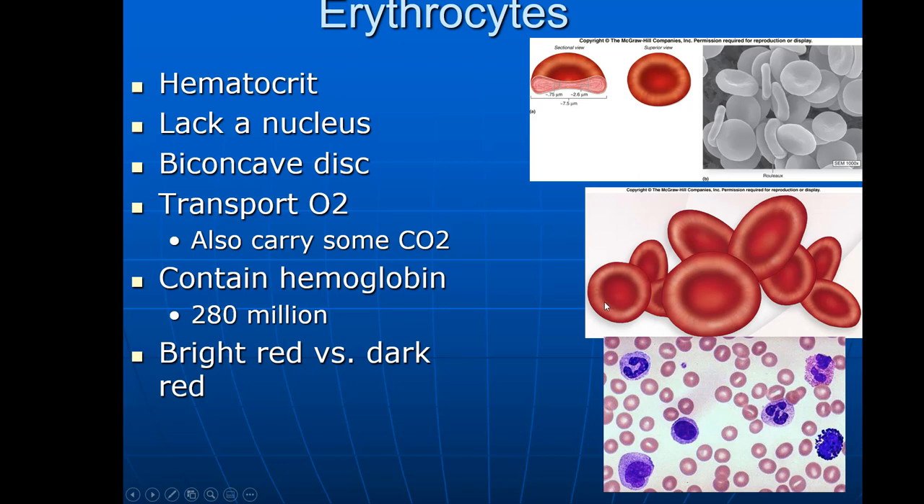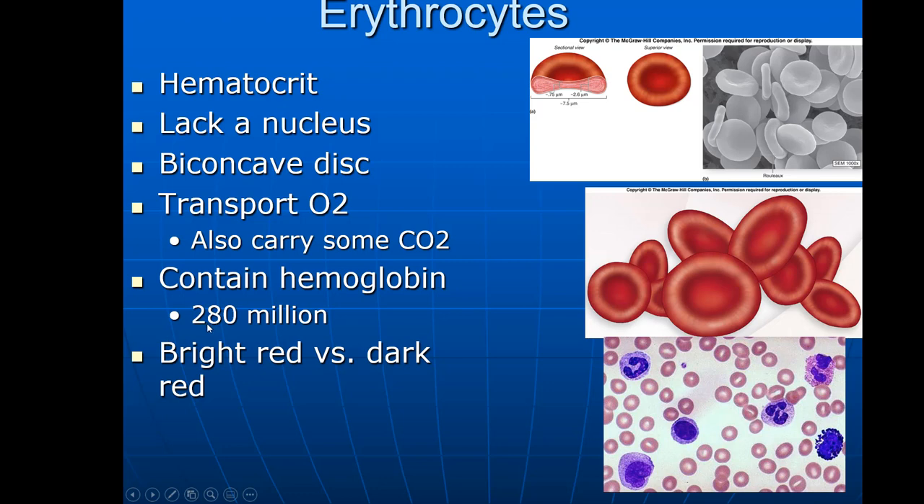Their main job is to carry oxygen. They also carry a little bit of carbon dioxide, which a lot of people don't think about, but it's very minimal. For the most part, their number one job is to carry oxygen. They do that because they have a protein called hemoglobin. So hemoglobin is a protein in red blood cells that carries oxygen. And I'll show you the structure of hemoglobin in the upcoming slide.